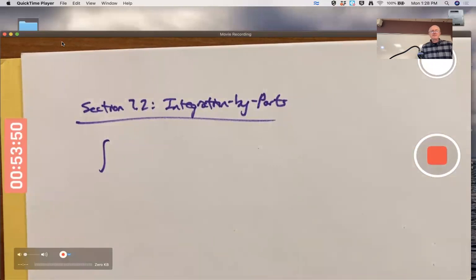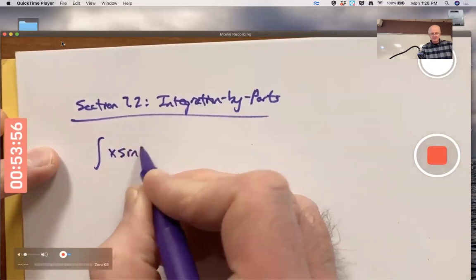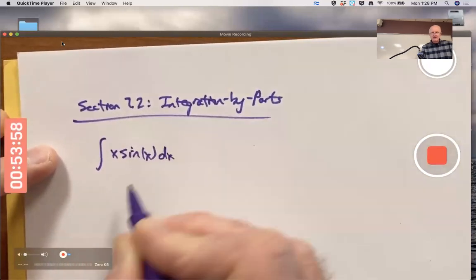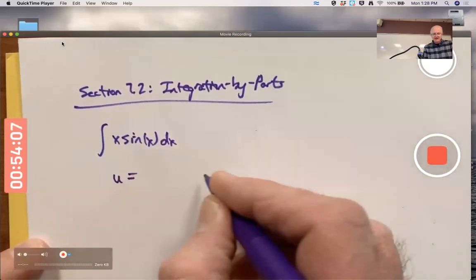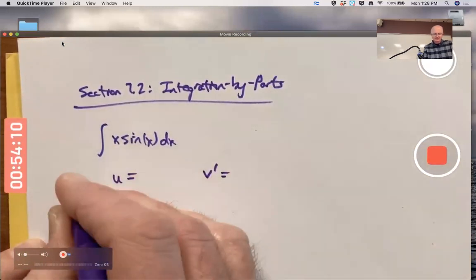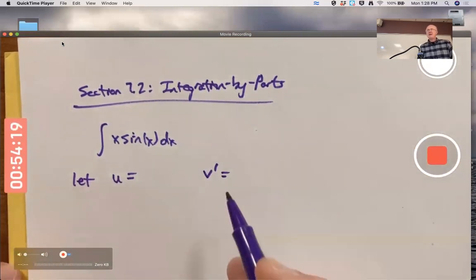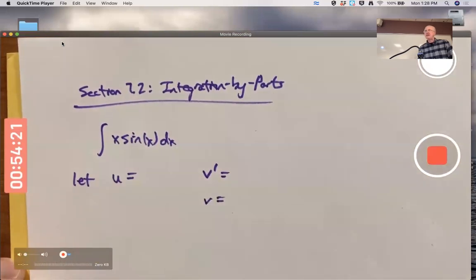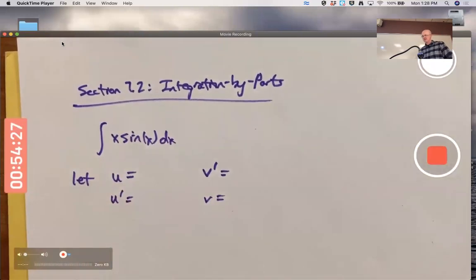With integration by parts, one bit of guidance that works oftentimes, though not all the time, is to choose new variables called U and V prime to be something where V prime is easy to integrate so that you can find V, and U prime is easy to differentiate and hopefully simpler. What in the world am I talking about here?